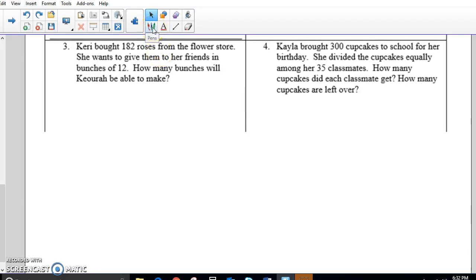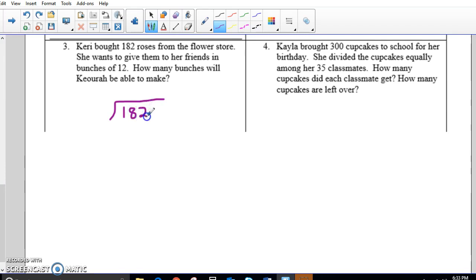Okay, so Carrie bought 182 roses from the flower store. She wants to give them to her friends in bunches of 12. How many bunches will she be able to make? So again, this is a division problem. So we're going to divide 182 by 12. This is something that your multiplication chart can help you with.